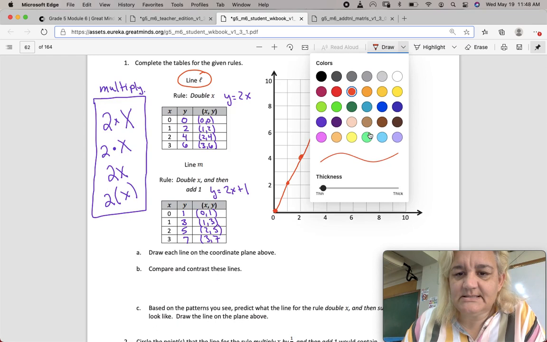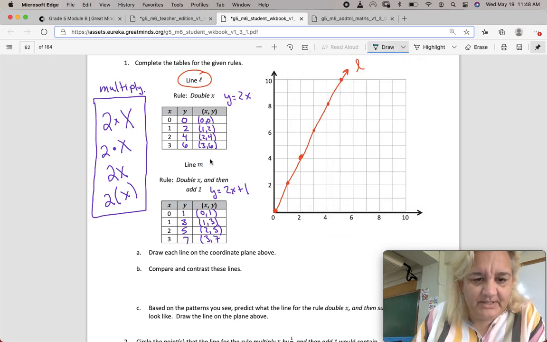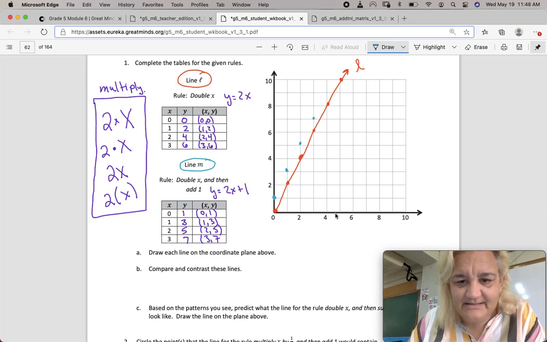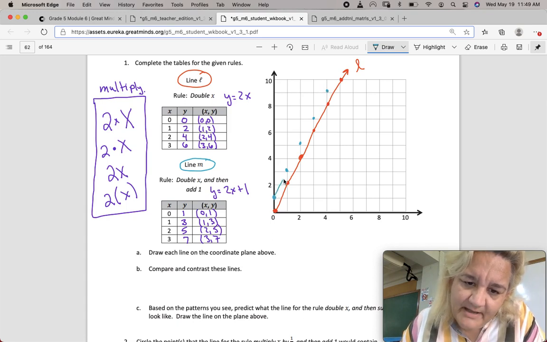I'm going to change colors. How about this pretty color? And I'm going to call the next one line M. And line M starts at 0, 1, 1, 3, 2, 5, 3, 7. Oh my goodness, are you noticing something here? This is the first time this has happened for us. I could keep going. 4, 8, wait a minute, 4, 9. We have created a parallel line.